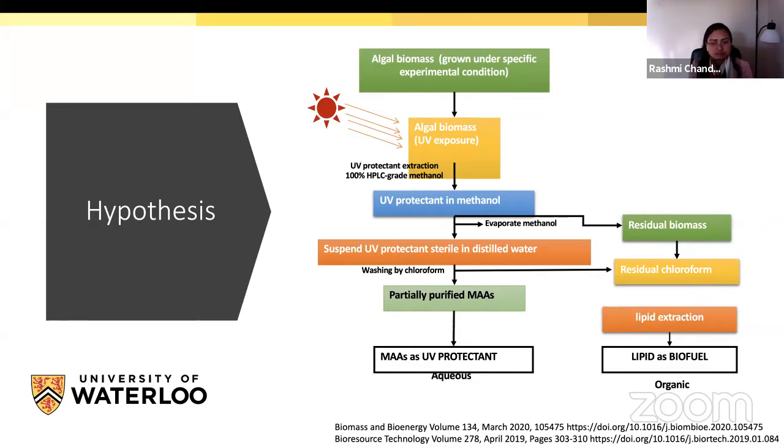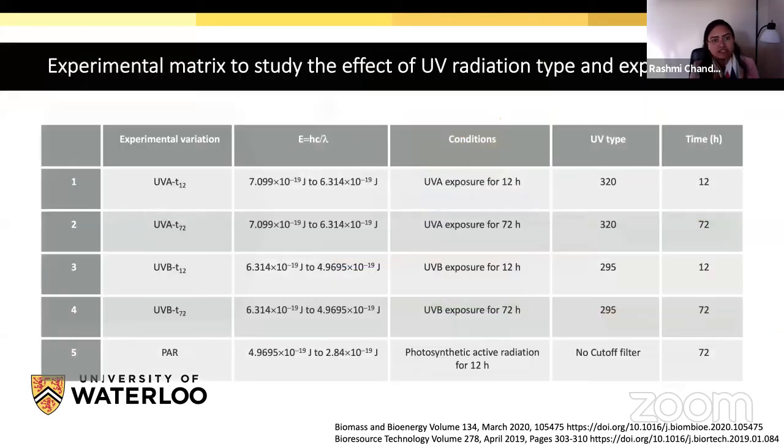That way we separate both of them. From the aqueous phase, we evaporate the rest of the water and come up with the MAAs, and we take the chloroform phase, and from that we can extract the lipids. So this is the hypothesis that we proposed for it. This is already published work, so you can read in detail also, but I'm going to explain it here too.